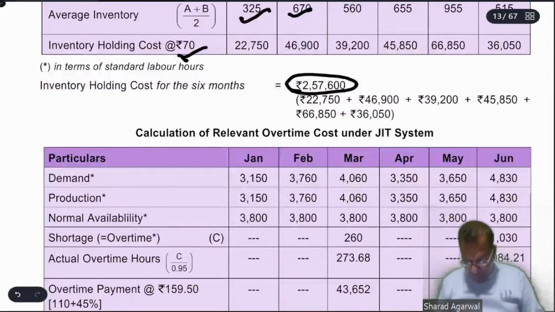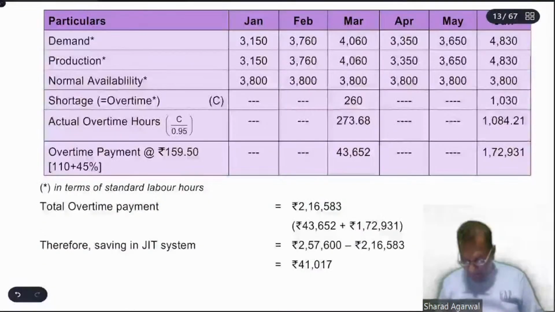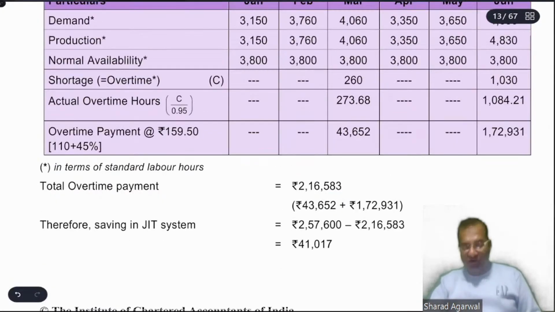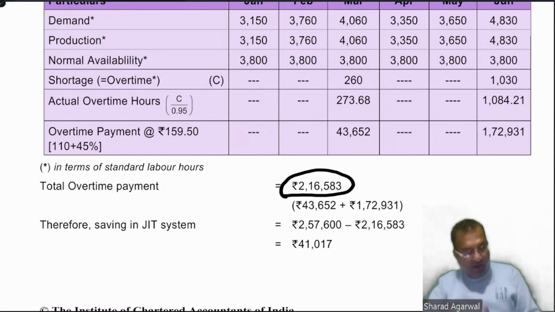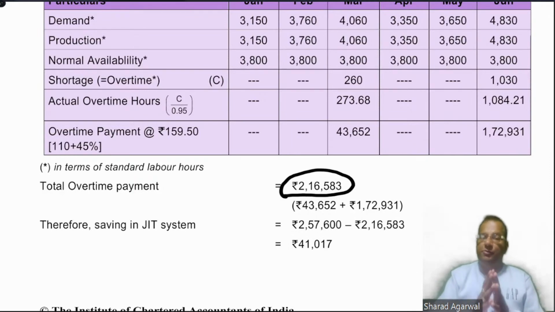Clear? Similarly, our total overtime payment is 2,16,583. So what will you recommend, beta? Whether the organization should go for the JIT system, whether there is a possibility that we will reduce our cost, yes or no?